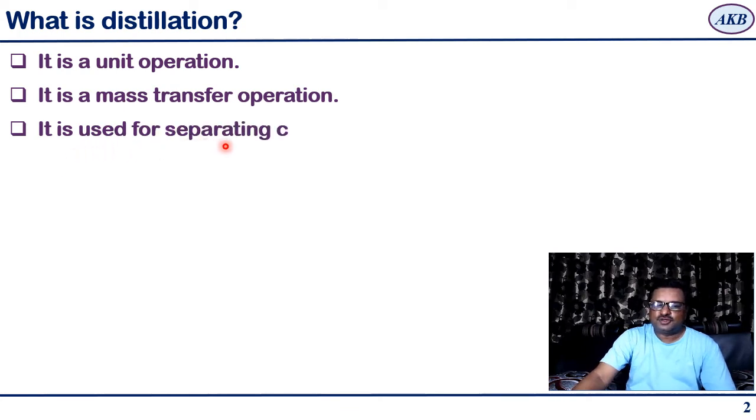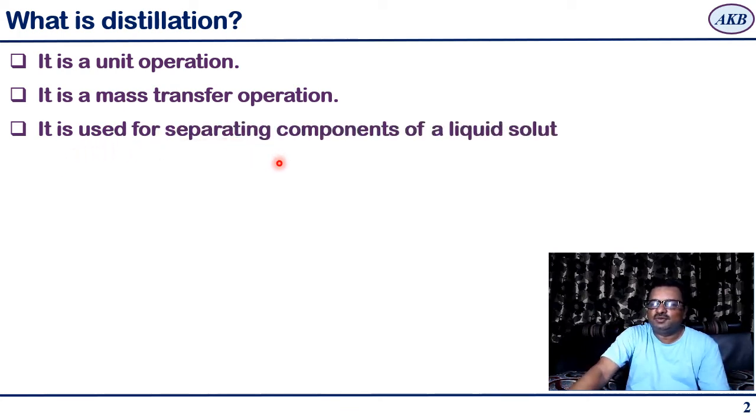So it is used for separating components of a liquid solution. What is the application of distillation? Distillation is employed to separate components of a liquid solution. When you have a liquid solution, that means there will be two or more than two components in it. And if you have to separate those components, then distillation is one choice. So basically, distillation is used for separating components of a liquid solution.